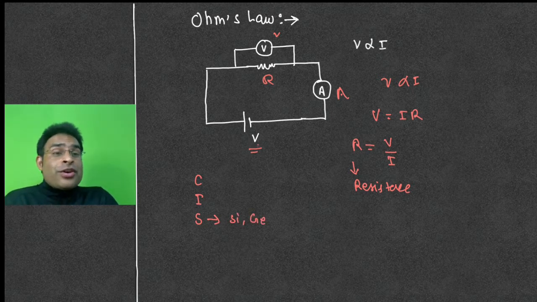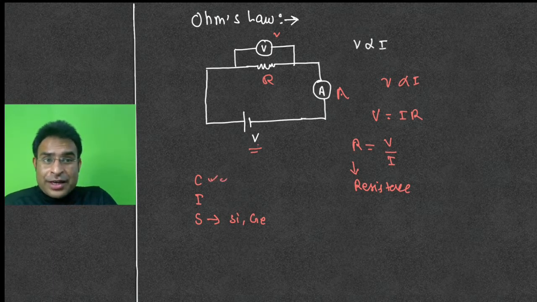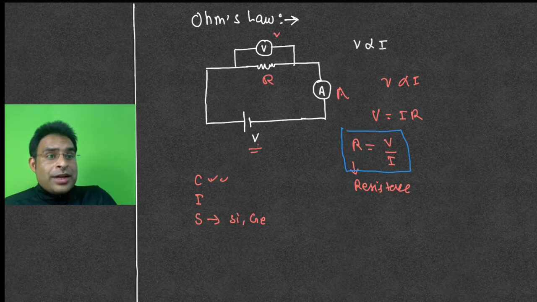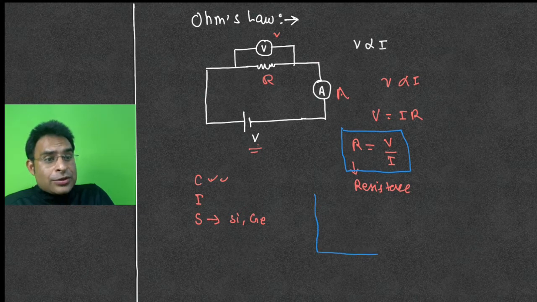But right now we are not talking about semiconductors or insulators, we are talking about conductors. So whatever formula is written over here is only applicable for conducting material. Now if I make a graph between V and I, this axis is I, and this one is V, voltage and current.